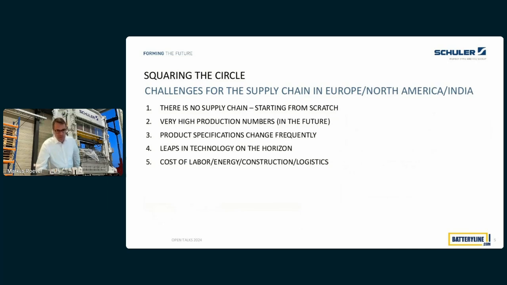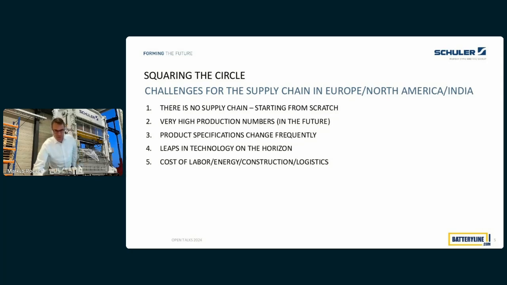Everybody who would like to enter this market is looking at very high production numbers in the future. So everybody's saying, I would like to produce, I don't know, 20 gigawatt hours, 40 gigawatt hours, which translates then into a certain number of cans. But at first you have a certain ramp up. What we're facing right now is a slowdown in the market. Things are not getting done as fast as anticipated. So you start with a relatively low number, but you have to be efficient, and with a high number you also have to be efficient. So this is a challenge.